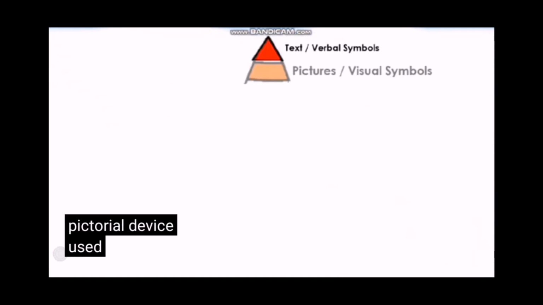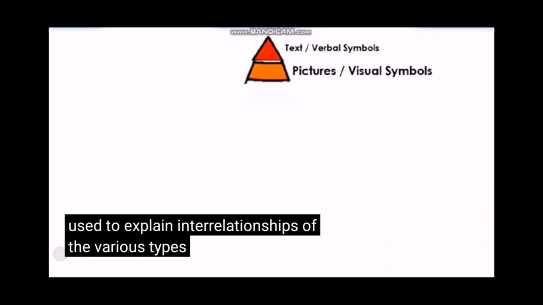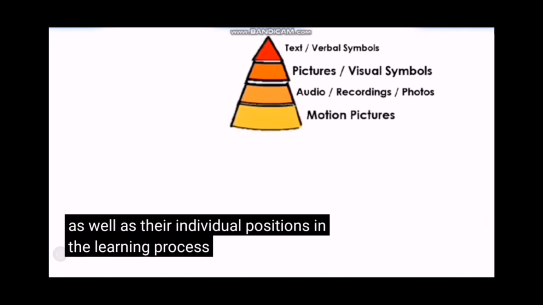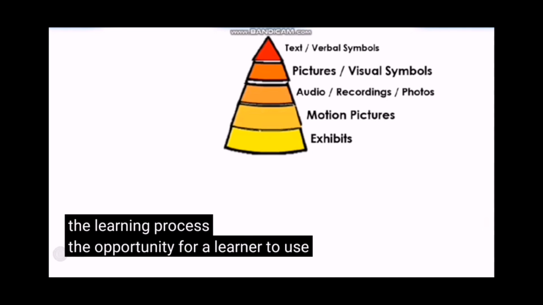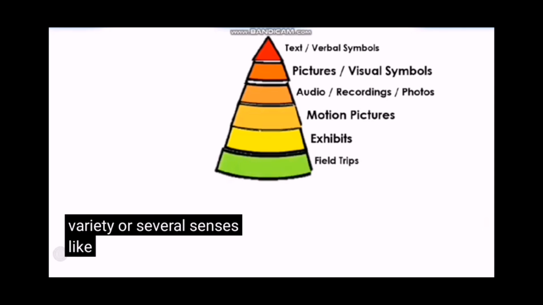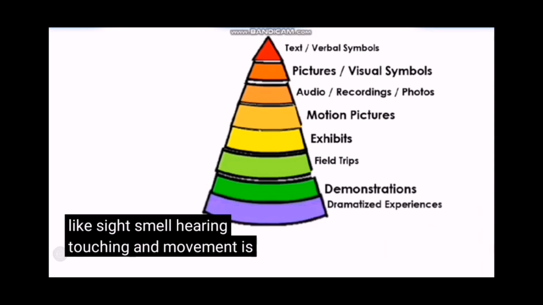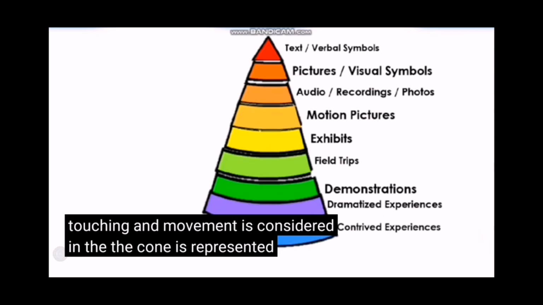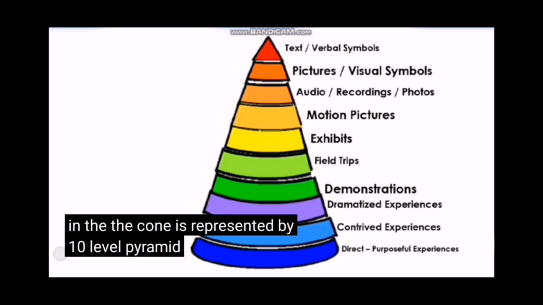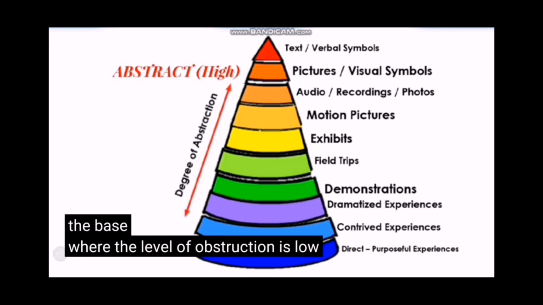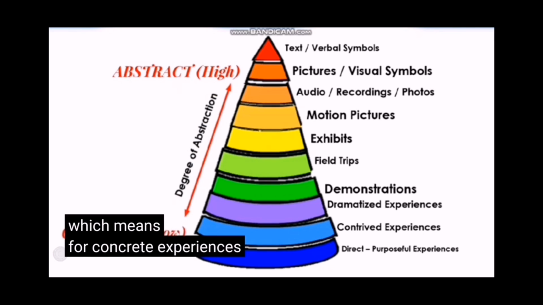Basically, Dale's cone of experience is a pictorial device used to explain the interrelationships of the various types of audio-visual media, as well as their individual positions in the learning process. The opportunity for a learner to use a variety of senses, like sight, smell, hearing, touching, and movement, is considered in the cone, which is represented by a 10-level pyramid. Starting from the top, the level of abstraction is high, down to the base, where the level of abstraction is low, which means concrete experiences.